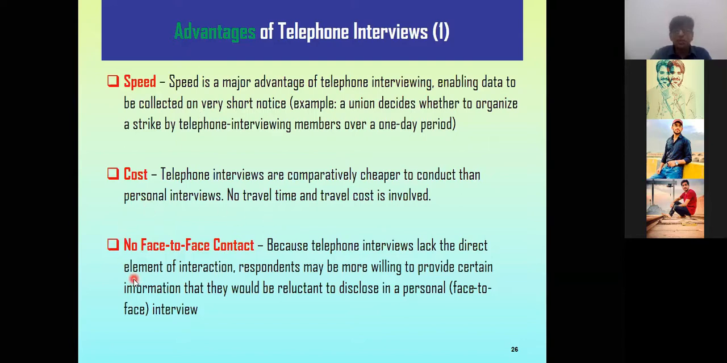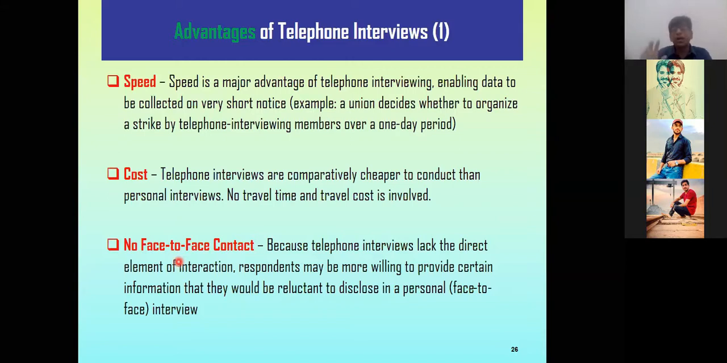And sometimes people want to ensure their anonymity. Through the call, this can be ensured. Sometimes the interviewer and the interviewee do not know each other. They just make a random call, get one person, and ask certain questions.